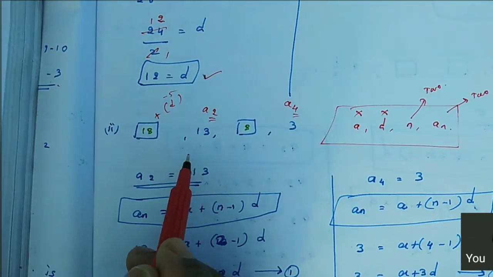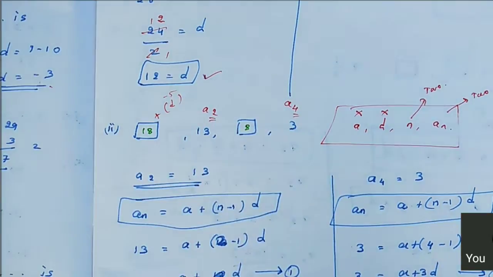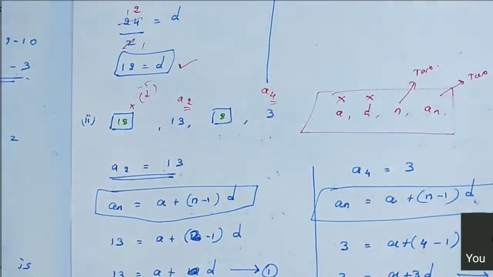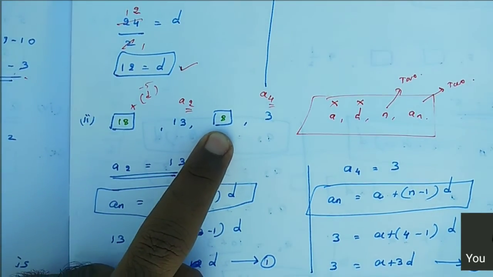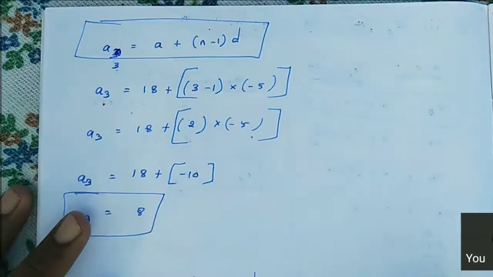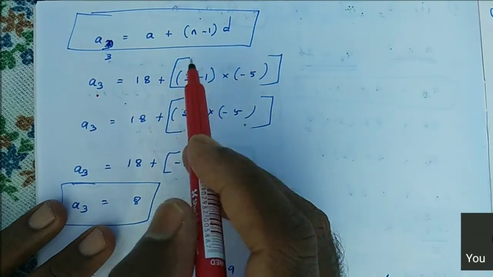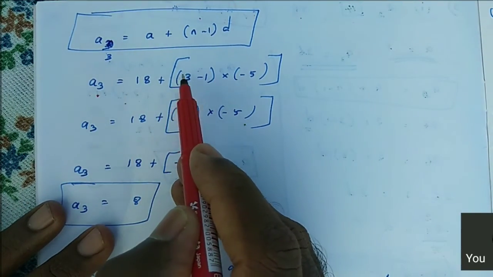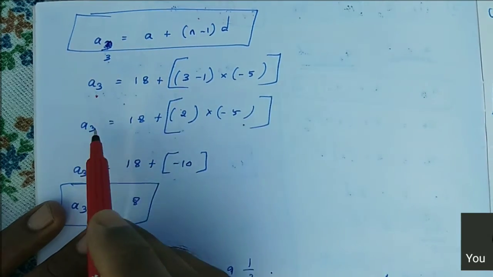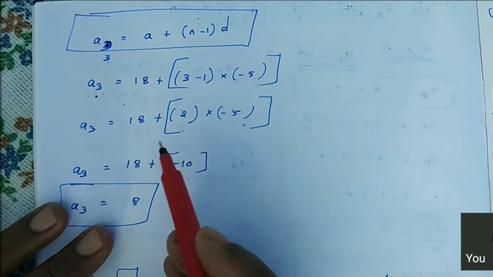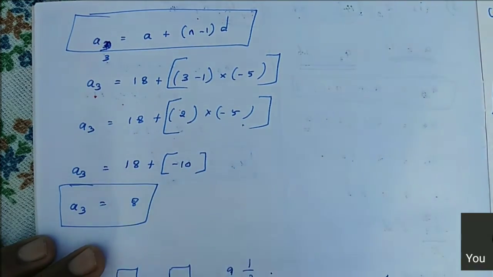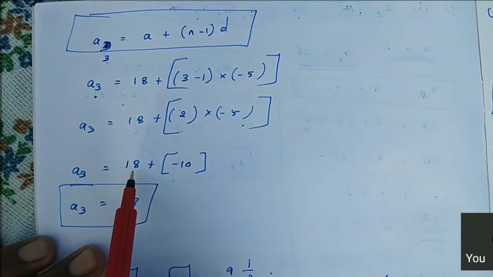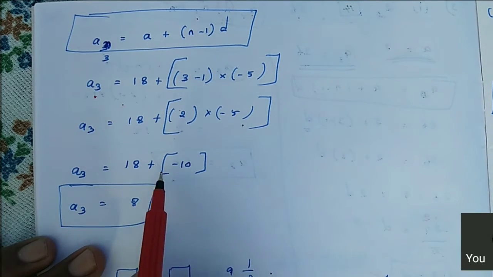For filling the boxes, you can go with the shortcut. Otherwise, if you want to do the elaborate method, for the first term we found it is 18. The third term we need to find, that is a3. So we can use the formula a_n = a + (n - 1)d. Then a3 is equal to the first term 18 plus (3 minus 1) into the common difference minus 5. Then a3 is equal to 18 plus 2 into minus 5. So a3 is equal to 18 plus 5 twos are 10, so minus 10. So a3 is equal to 8. Are you clear? Actually here 18, here minus 10, so the difference is plus 8. Are you clear?